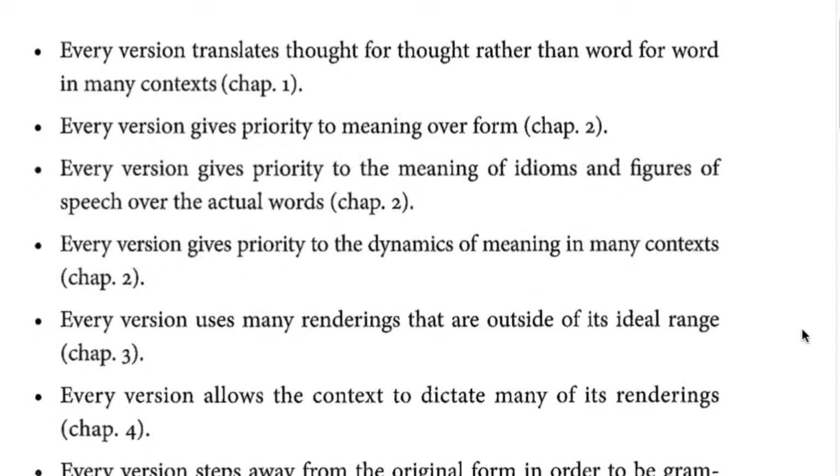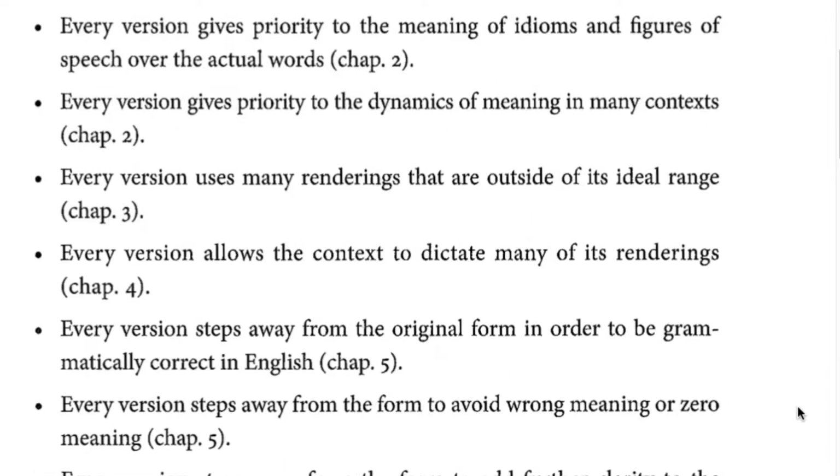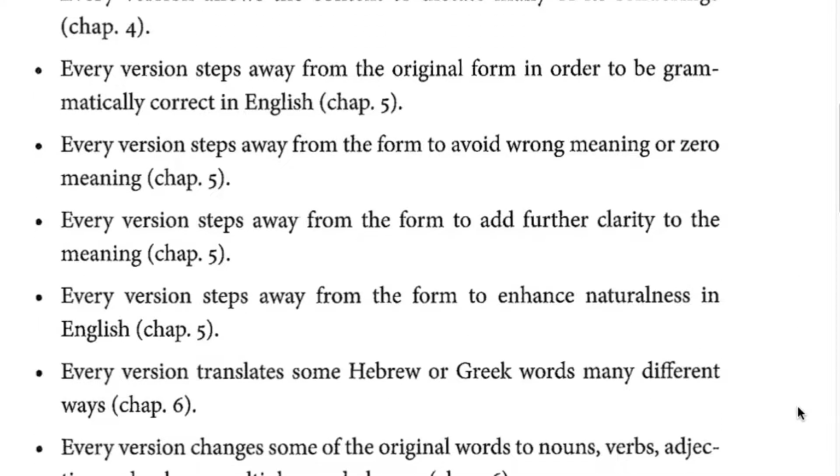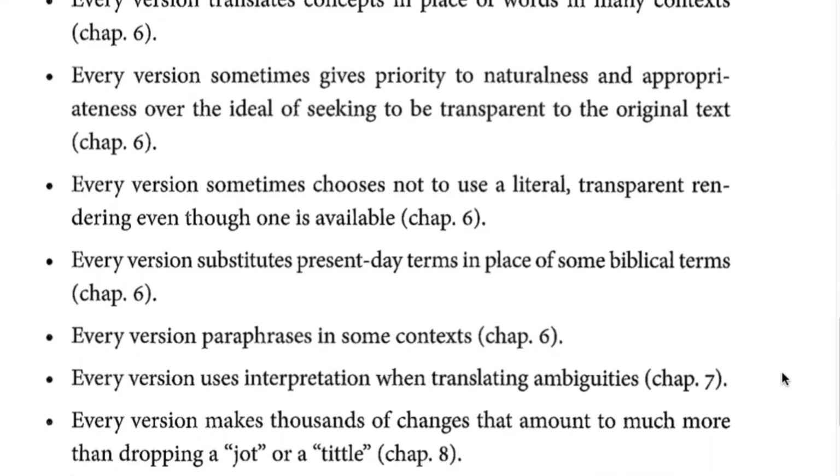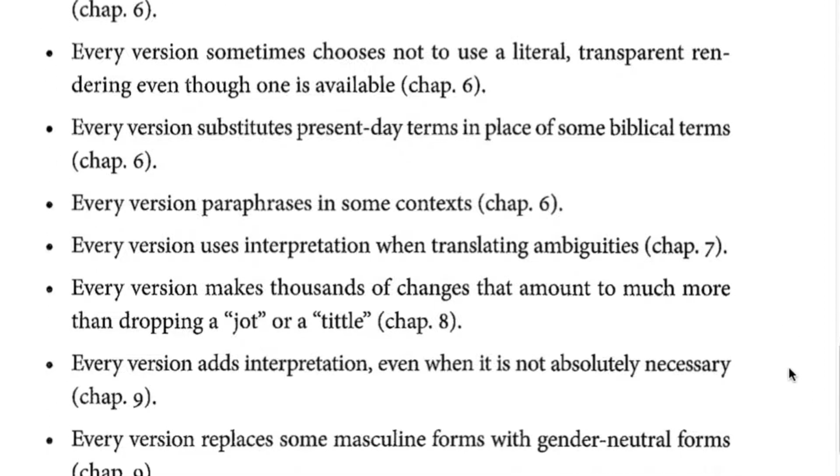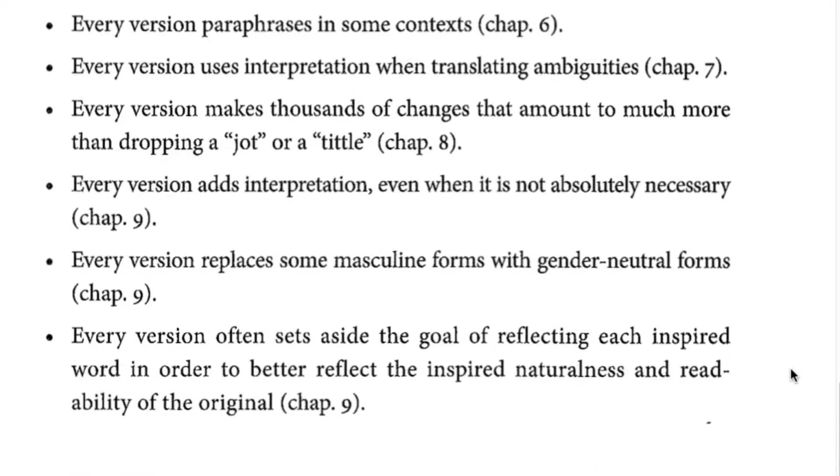In the end, he has this really interesting list of the arguments that he makes. Every version does what? Every version is thought for thought and gives priority to meaning that deals with idioms and figures in ways that are dynamic, that allows the context to dictate many of its renderings, that steps away from the original form, that every version paraphrases to some degree, and every version sets aside the goal of reflecting each inspired word in order to better reflect the inspired naturalness and readability of the original.